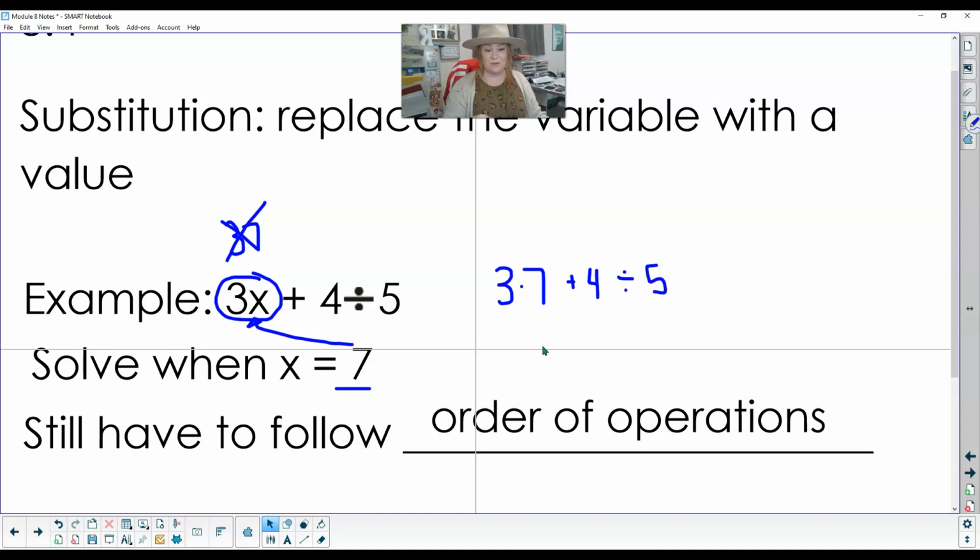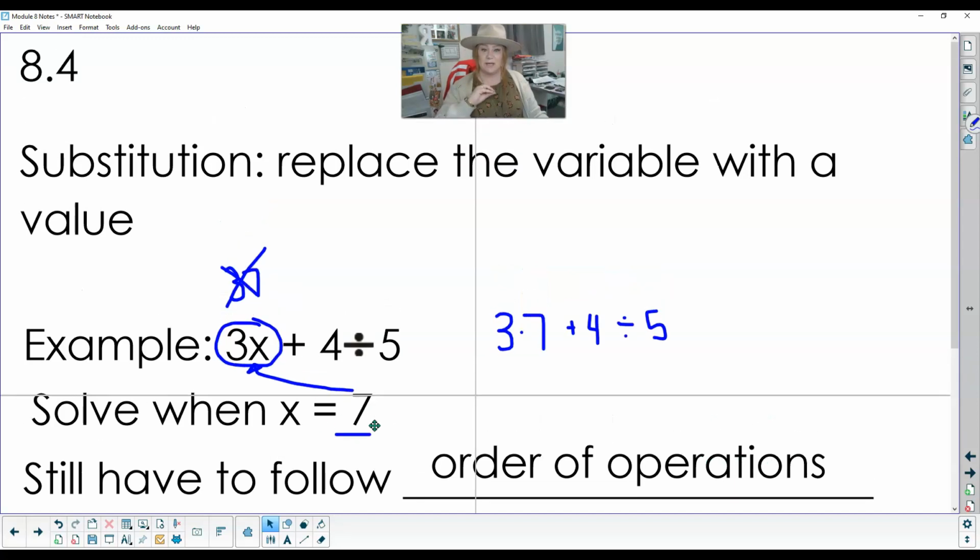I still have to follow these rules. I'm not just going across, okay? No matter what in math, we want to follow the order of operations. So when we're substituting, all we're doing is taking what it says, plugging it in, and then solving it. Just take the answer, plug it in, but remember if the variable has a number in front of it, that means to multiply. 3 groups of x is 3 times x, so that would be 3 times 7 in this case where x equals 7.